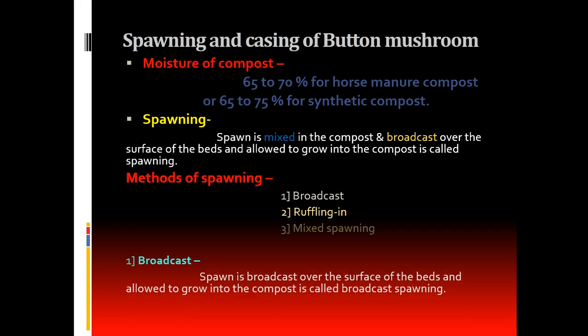Spawn is broadcast over the surface of the beds. Broadcast means spread it and allow it to grow into the compost, which is called broadcast spawning. You take the grains which are coated with the spawn or fungus, and broadcast them on the bed and keep it for the spawn run. It will grow.